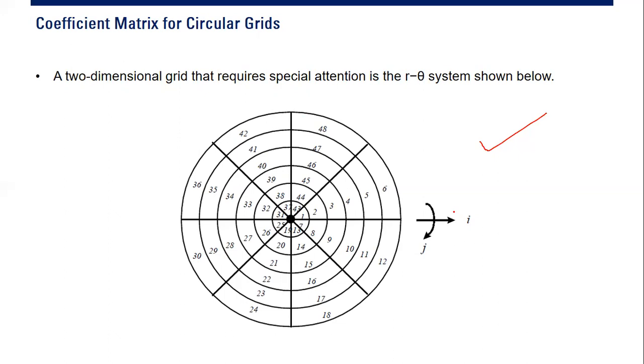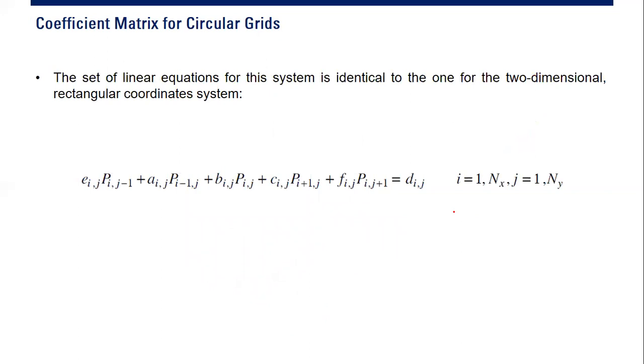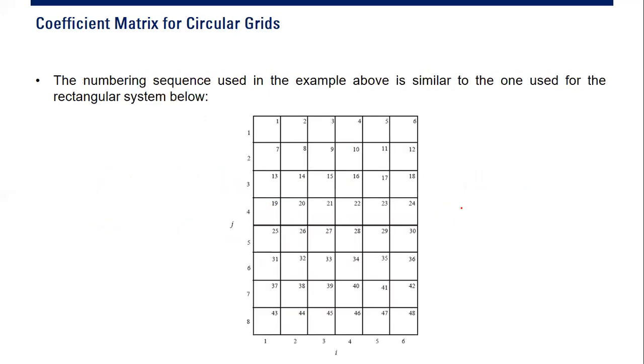So for this system, the set of linear equations is actually identical to the one for the two-dimensional system in Cartesian or rectangular coordinates. In this case here, the numbering sequence used in the example above is similar to the one used for the rectangular system. So it's like this. Numbering along the I direction: 1, 2, 3 from the left to the right, starting again from the left to the right.